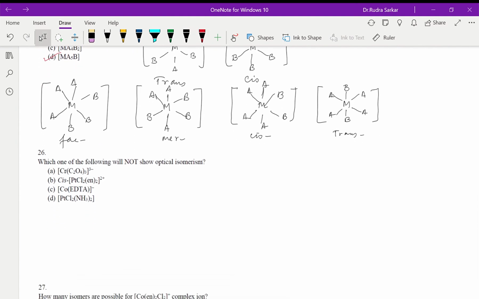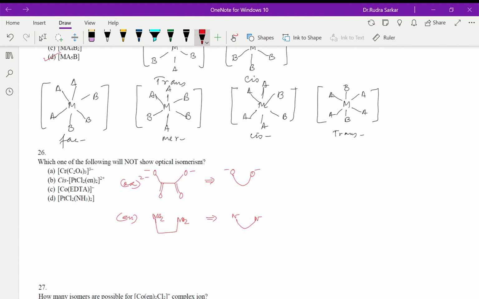Now for chromium, the oxalate ligand is like this, so we will write it as something like that. For en, it is something like that. This is our en. This is our oxalate, or C2O4 2-. And we will write this, for our convenience, like this. Keep that in mind.